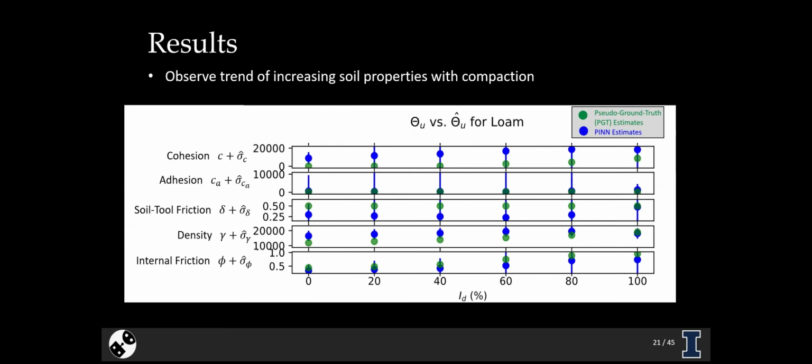But if we look at the data set in more aggregate form and look at these parameters over different compactions, this bottom axis is as soil is increasing in density, so it becomes harder to dig at this end of the graph. You'll notice that the green dots, which are the pseudo ground truth values, are increasing with respect to compaction: internal angle of friction, cohesion, and density. And you'll notice that our estimates also increase with compaction. That's a good sign that tells us we're extracting something meaningful through these estimates.